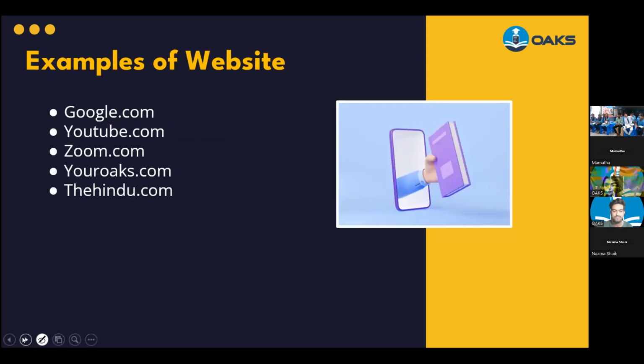Coming up to examples, super easy examples. Google.com is there, youtube.com, zoom.com, your Oaks, that is our website. And then there is The Hindu website. That is a newspaper, a very popular newspaper. You can just go and search. It's an English newspaper. I really don't know whether it comes in regional language or not. Sorry, it comes in English language only. So The Hindu is a very good newspaper.